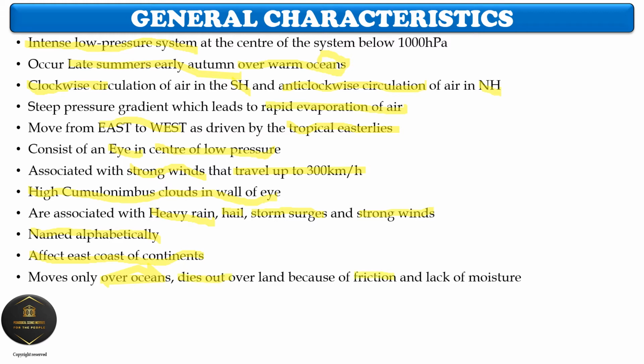And why? Because there is friction and there is lack of moisture. So we don't have latent heat, but we have terrestrial heat inland, and these systems need latent heat to form, and a lot of moisture. And we know that when you compare the evaporation rate in the ocean with that on land, the ocean has a higher evaporation rate. So I hope we are fine with that. Those are the general characteristics that the systems will generally have.